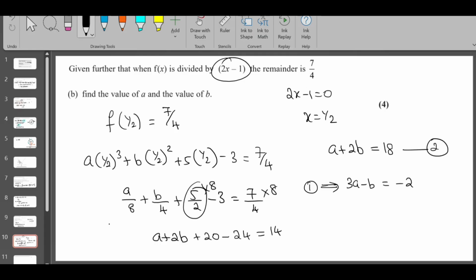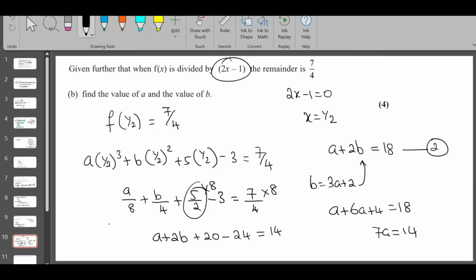And then solve the simultaneous equations. I'm going to multiply the first equation by 2. You don't need to do all this thing. Just sub in b is equal to 3a plus 2 from the first equation here. You'll get a plus 2b, which is 6a plus 4 is 18.